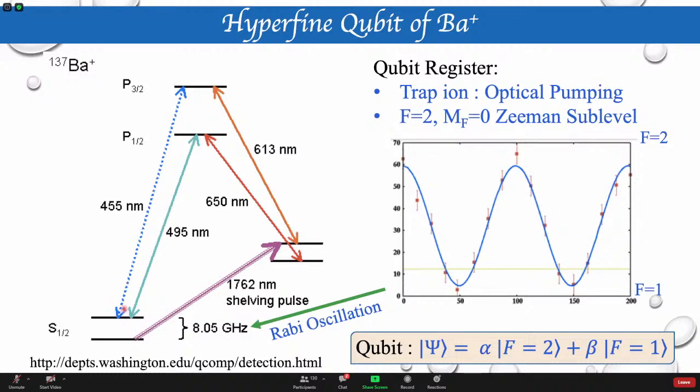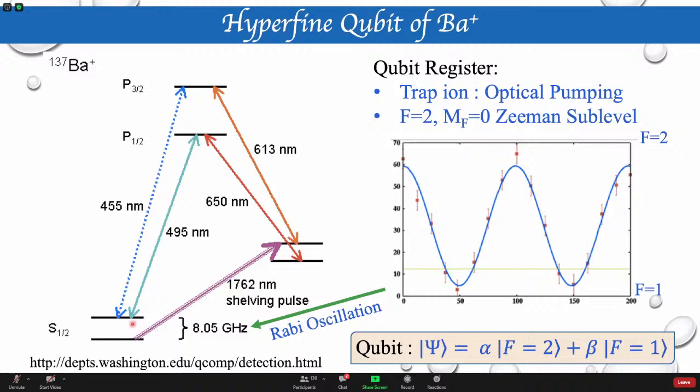Using that technique, you can make all the atoms be in either the F equal to 2 state or the F equal to 1 state of the ground state. Over time, you will see that if n atoms are in F equal to 1 and m atoms are in F equal to 2, and you want to see the probability of finding an atom in a particular state, then among F equal to 1 and F equal to 2 you will see this kind of profile, an oscillating profile.